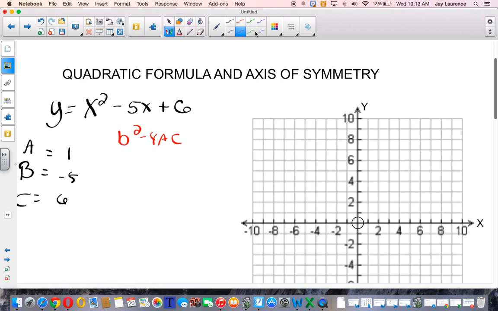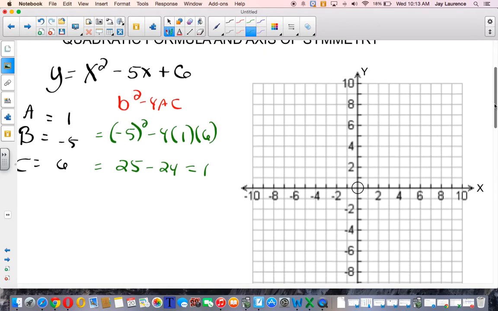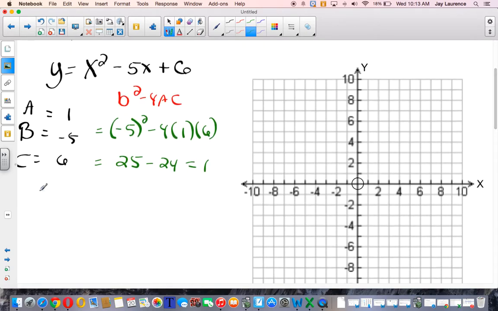All right, so let's try it. Let's put b, always in parentheses, minus 4 times a times c. And so my discriminant is going to equal 25 minus 24, which is 1. This is going to cross the x-axis twice because I got a positive. So now I'm actually going to go and use the quadratic formula.